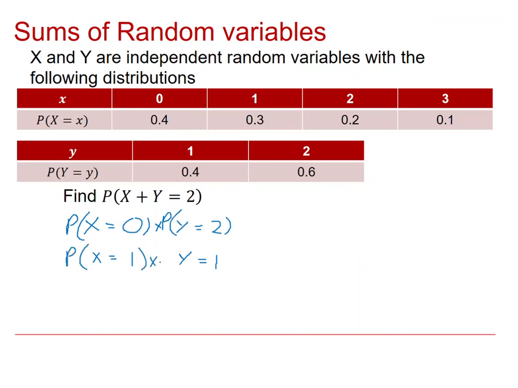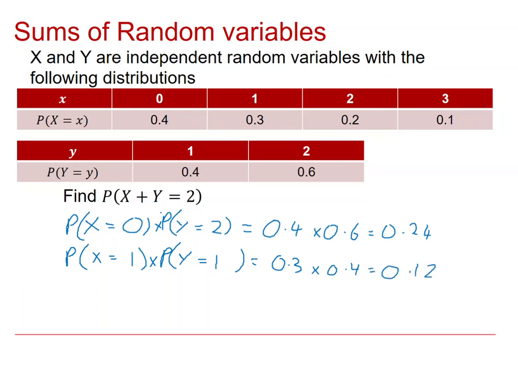So these probabilities multiplied together give us 0.4 times 0.6, which is 0.24, and 0.3 times 0.4, which is 0.12. So the probability that x plus y is equal to 2 is all of the different ways added together, so it's simply going to be 0.24 plus 0.12, which is 0.36.